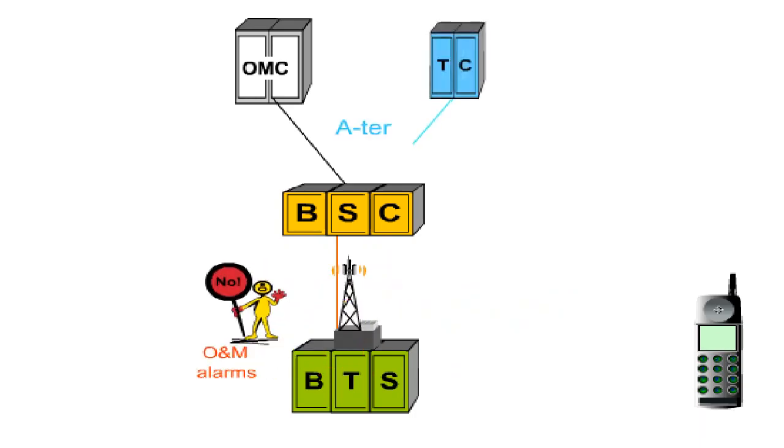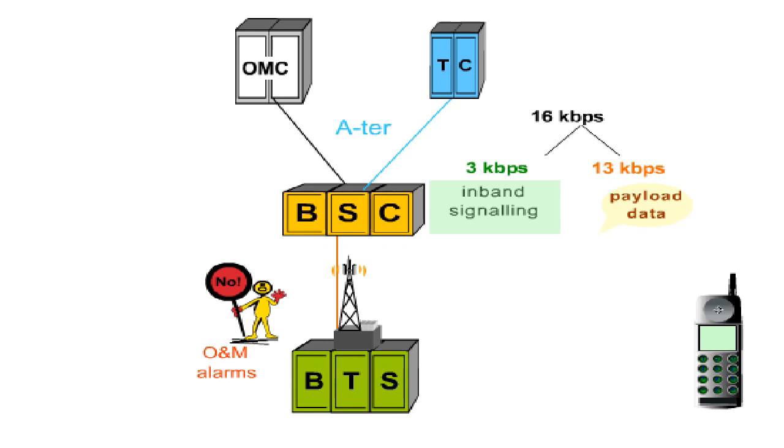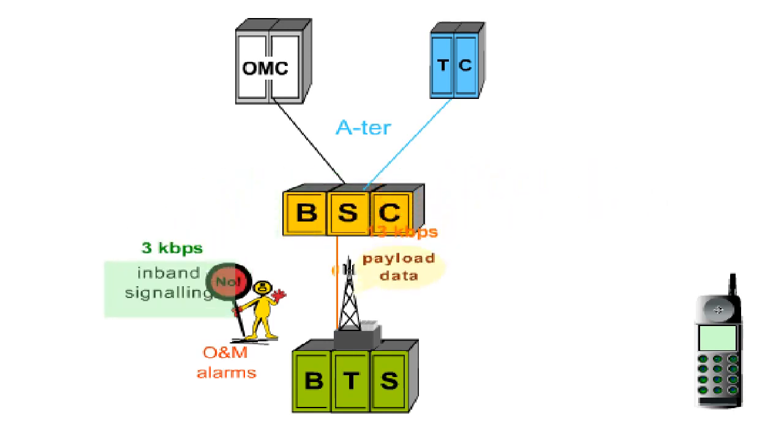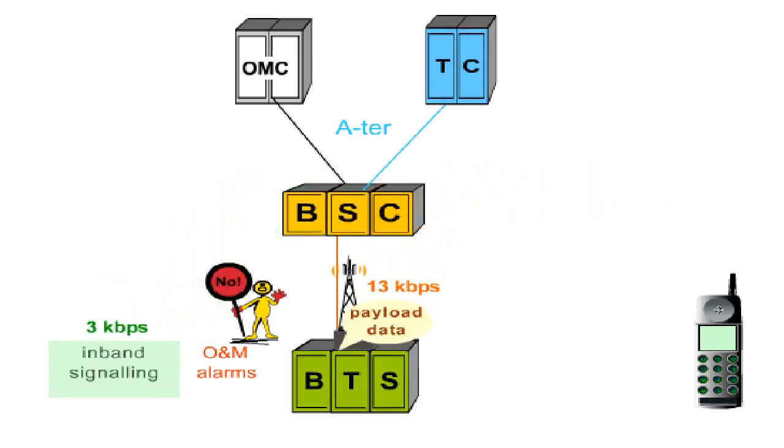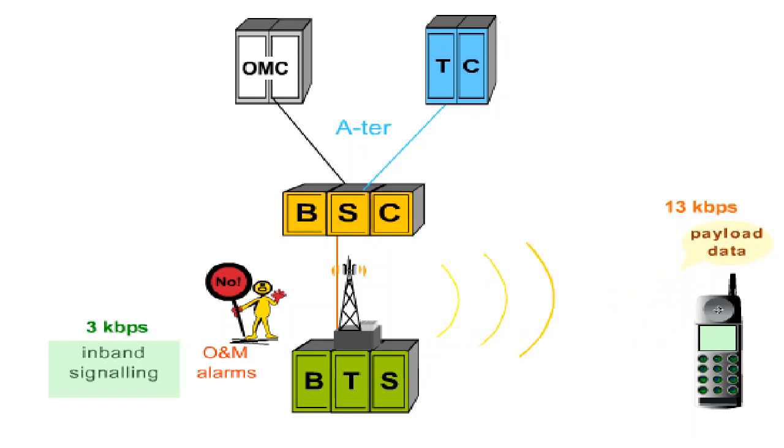As we could see at the ATER interface, each 16 kilobits per second of a traffic channel consists of 13 kilobits per second of payload and 3 of in-band signalling between the BTS and the transcoder. Only the 13 kilobits per second of payload data may be transmitted over the air interface.